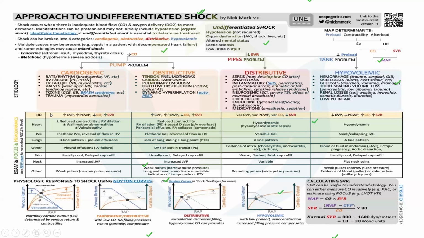Now, I have discussed this portion, but again, as it's compact, it is important to figure it out. Heart, IVC, lung, skin, neck: what happens in cardiogenic, obstructive, distributive, and hypovolemic shock. So this is a good slide. A pattern, we can say, is pleural effusion in case of left ventricular failure. There is increased JVP in obstructive and cardiogenic shock. There is a flat neck vein in hypovolemic shock. These things we need to know for the approach to undifferentiated shock.